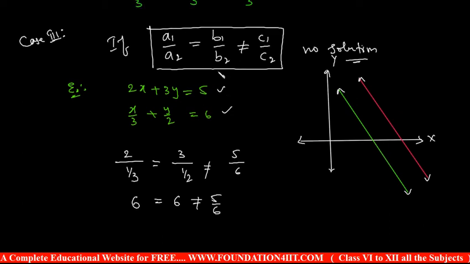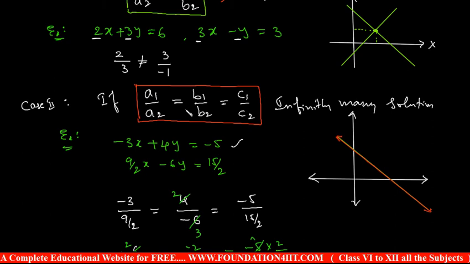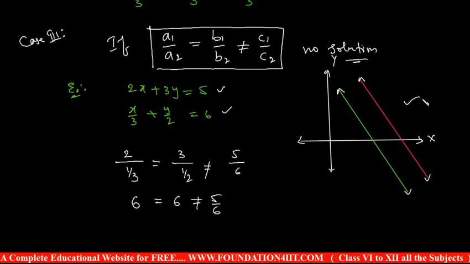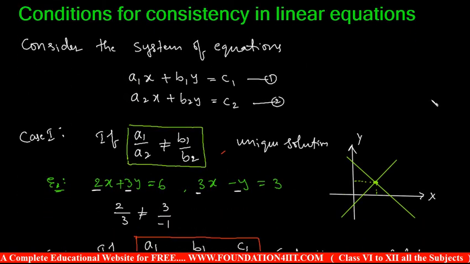So three cases we have. First one is a1 by a2 is not equal to b1 by b2, unique solution. And a1 by a2 is equal to b1 by b2, all the same throughout, infinitely many solutions. If the first two are equal and c1 by c2 is not equal to them, then there is no solution. The lines are parallel. Right? These are the three important conditions for consistency in linear equations. So without doing it graphically, just by seeing the question, we can say which type of solution you get. Okay, this is the information regarding linear equations.